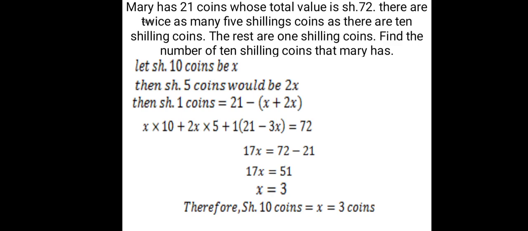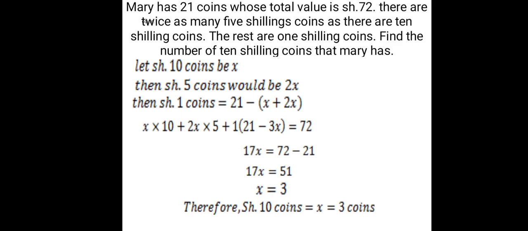Now here, let's assume the number of 10 shilling coins is x. Now if the number of 10 shillings coins is x, and we are told 5 shillings coins are twice as many as 10 shilling coins, so there will be 2x. And 1 shilling coins, we are told, are the rest. Remember the number of coins is 21, and we have x and 2x. So subtract x plus 2x from 21, we get the number of 1 shilling coins.